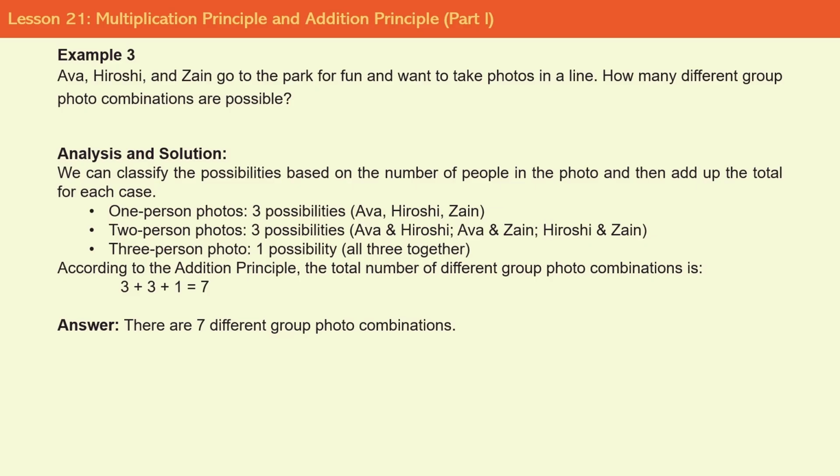According to the addition principle, the total number of different group photo combinations is 3 plus 3 plus 1 equals 7. The answer is there are 7 different group photo combinations.